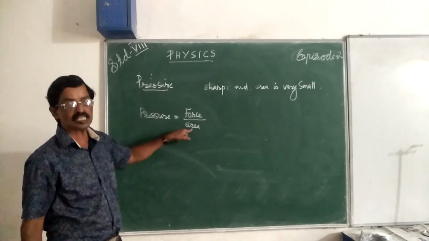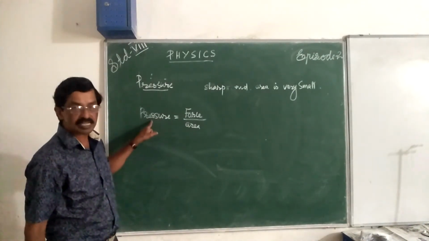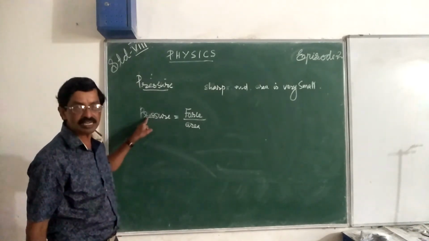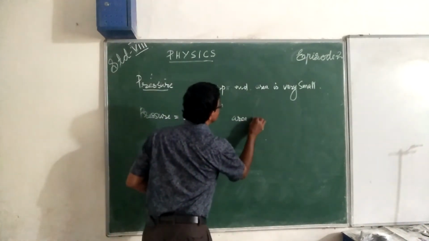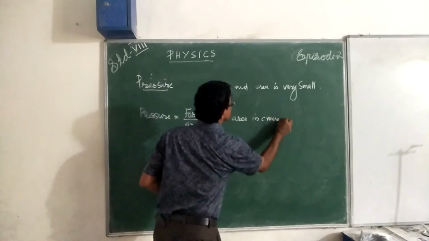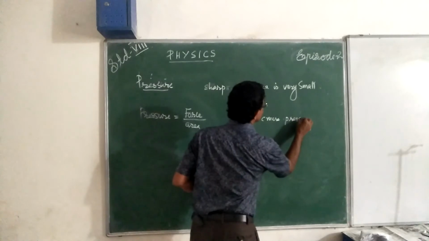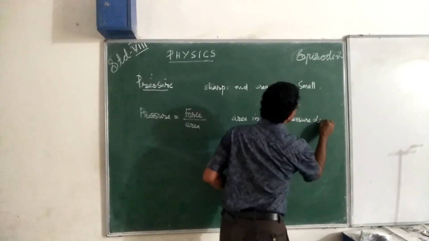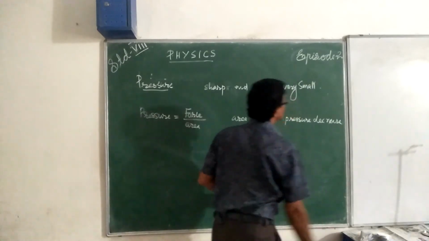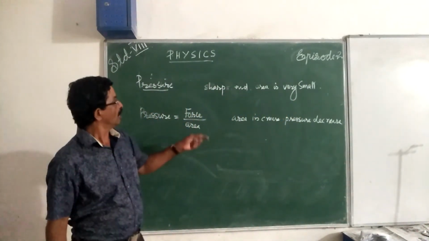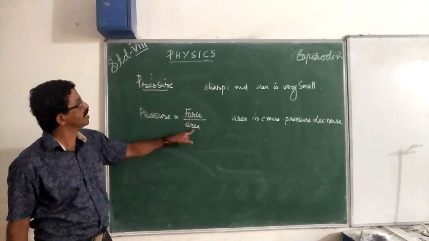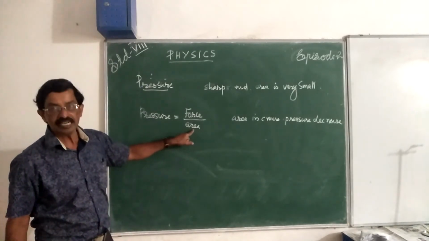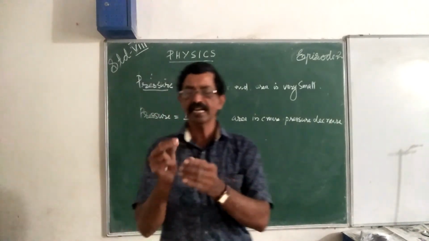So, as the area increases, what will happen? Pressure will decrease. So, when area increases, pressure decreases. If area decreases, then what happens? If area decreases, pressure increases. Here you see, the area is very small.